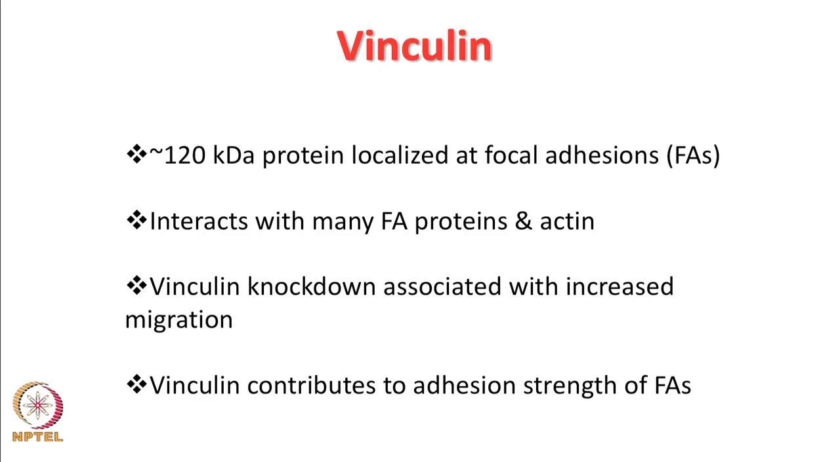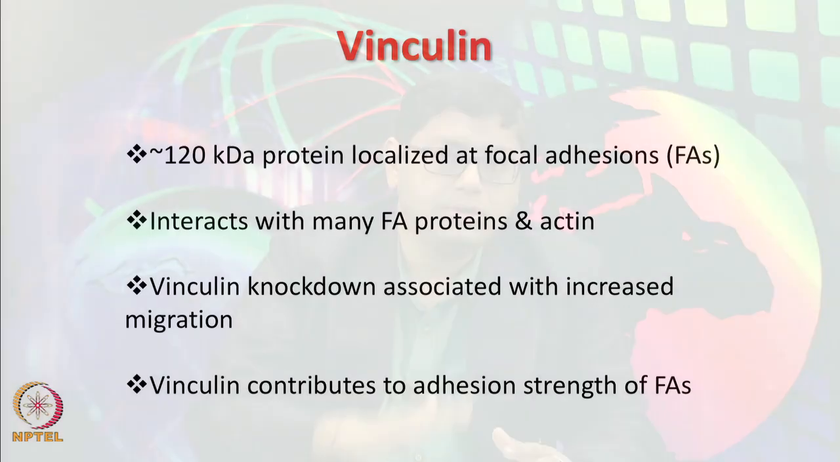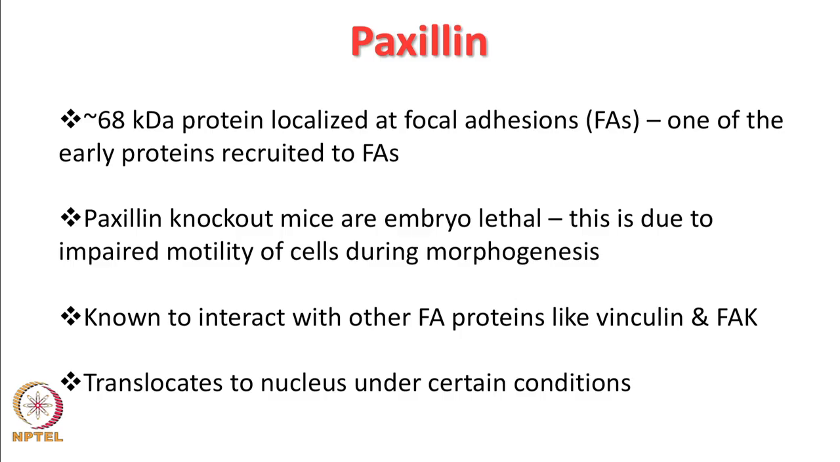Again, it interacts with many focal adhesion proteins, and actin. Now, if you knock down vinculin, what you see is that cells migrate faster, suggesting that vinculin actually regulates the adhesiveness of cells to their substrate. So, if you increase vinculin, that should lead to suppression of cell motility; cells will become steady and they will form bigger adhesions with their substrate. Apart from vinculin and talin, there is another very critical focal adhesion protein called paxillin.